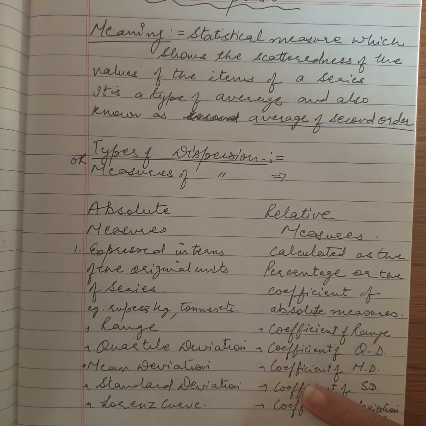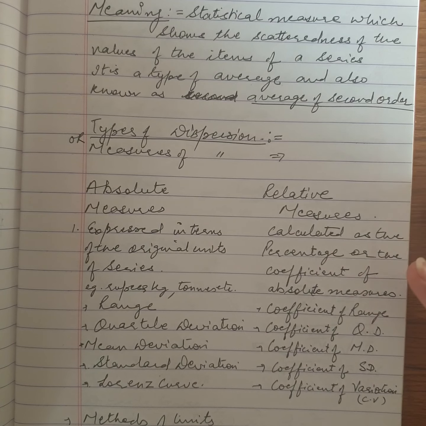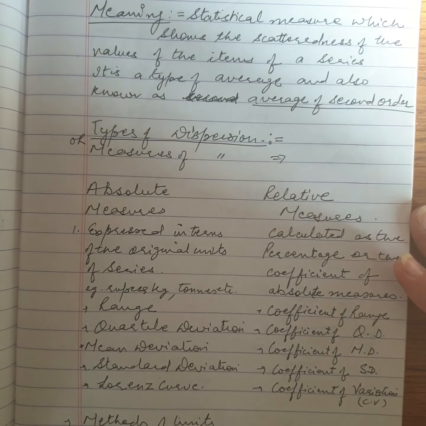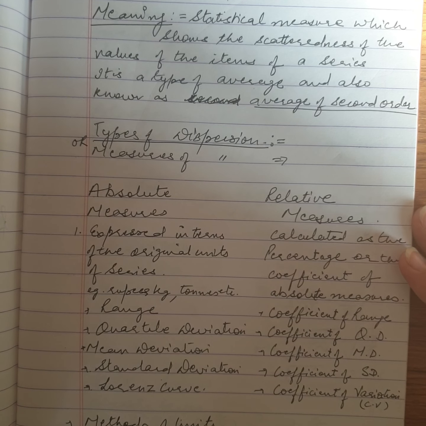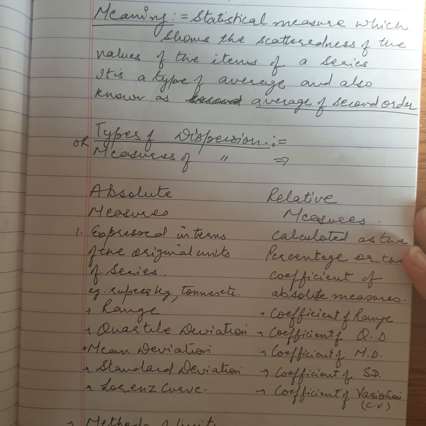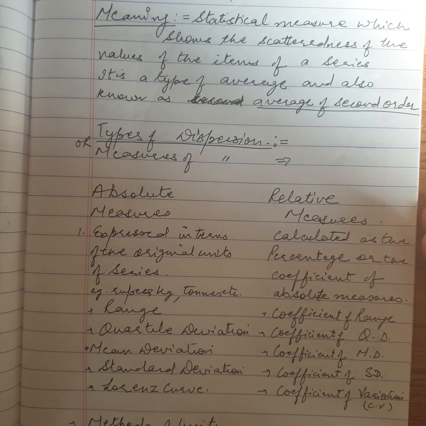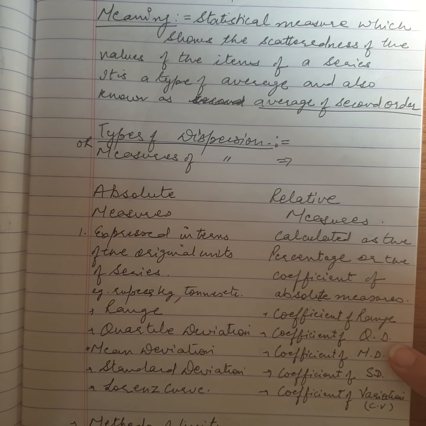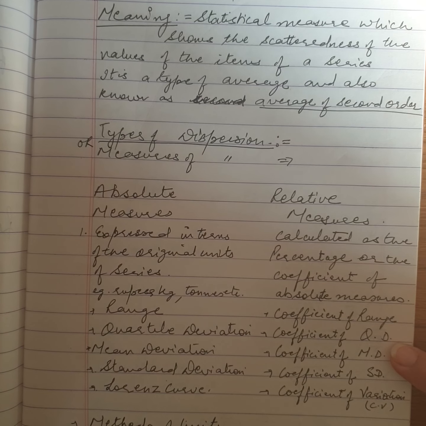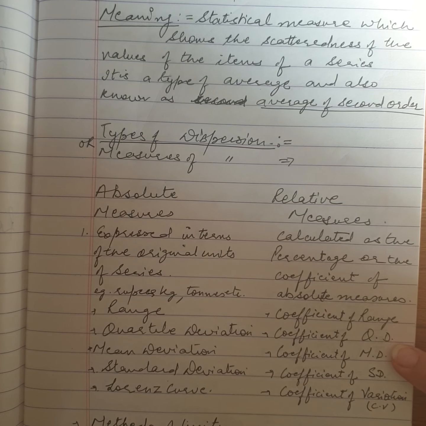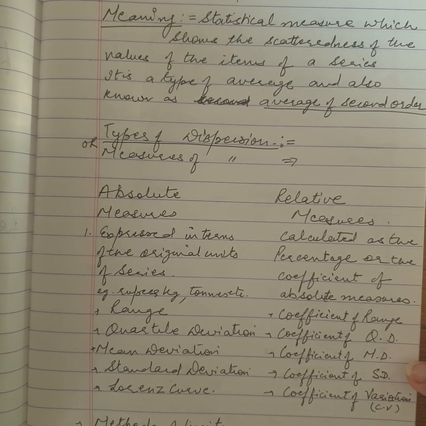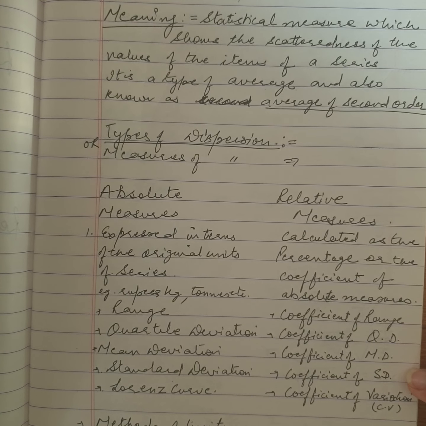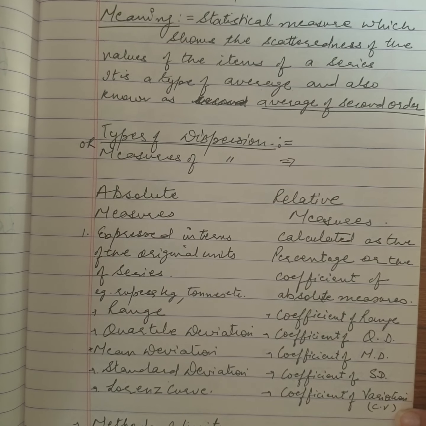So these absolute measures are called range, quartile deviation, mean deviation, standard deviation and Lorenz curve. Whereas the relative measures are the percentage ones. For range, it is coefficient of range. For quartile deviation, we have coefficient of quartile deviation, short form QD. Then mean deviation, coefficient of mean deviation. Then standard deviation, the coefficient of standard deviation. And from standard deviation, we have coefficient of variation.